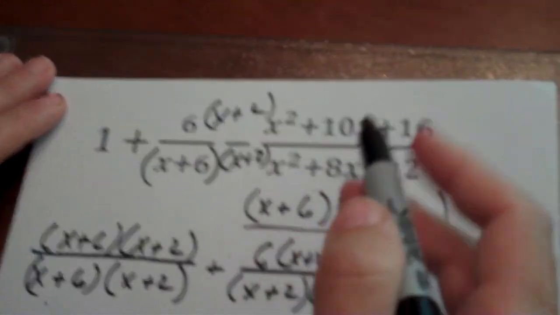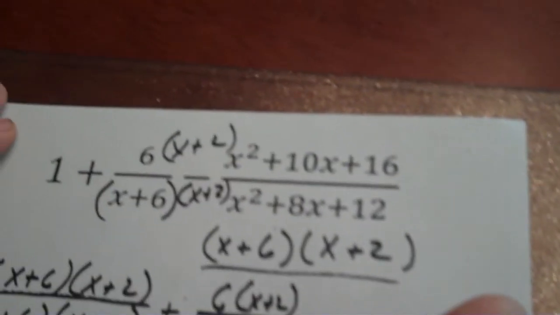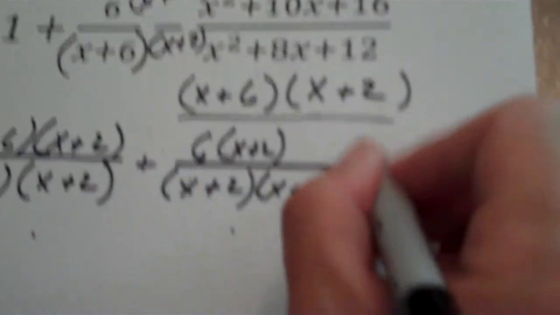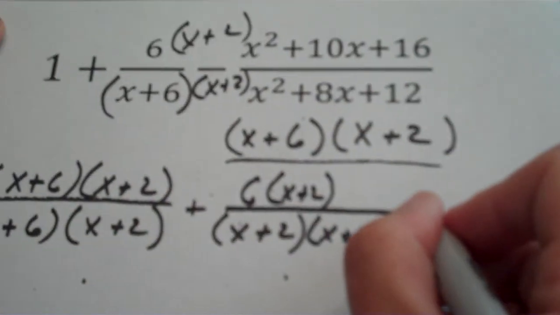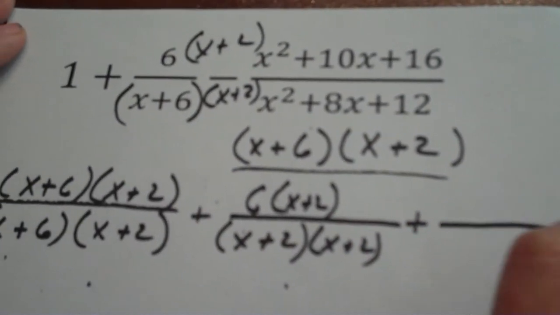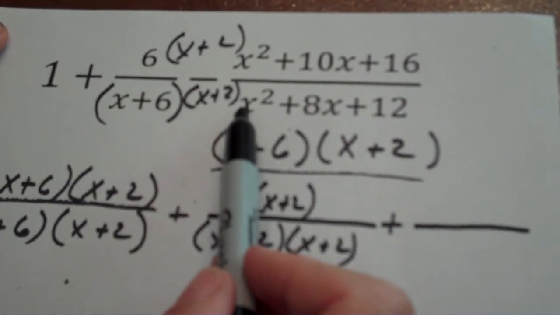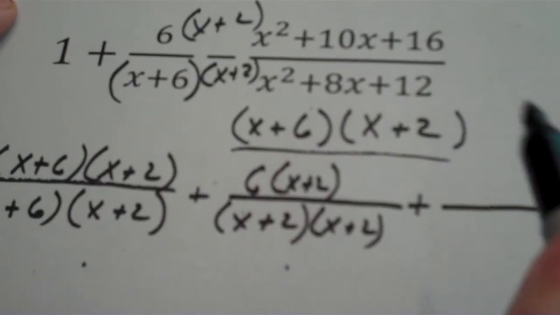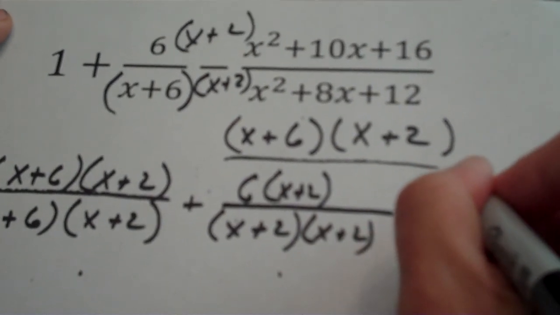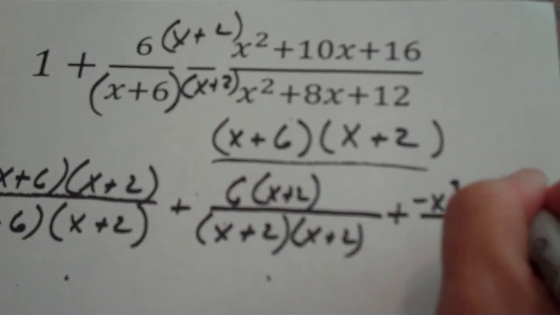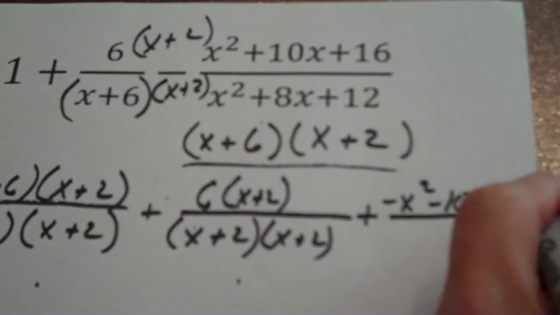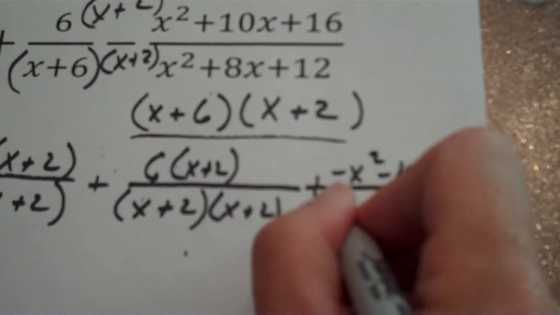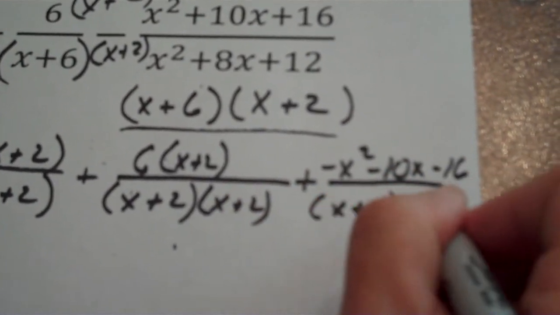How about this last bad boy? And I apologize, I'm really squeezing this in here. First of all, it's subtraction. I don't want that. I want addition. The denominator this time was just fine. I don't want to put it down there. I want to take that negative through the top. So that's going to give me a minus x squared, a minus 10x, and a minus 16. My denominator, of course, it's the same thing.